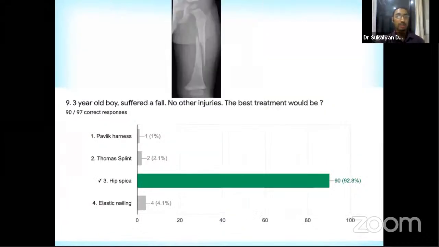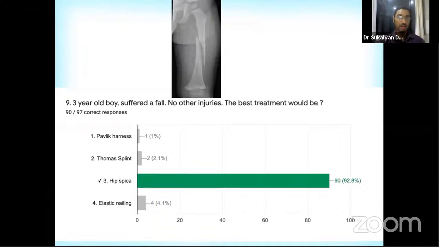Number nine, a 3-year-old boy suffered a fall, and the x-ray is given at the top, with no other injuries. The best treatment would be: number one, pelvic harness; number two, Thomas splint; number three, hip spica; and number four, elastic nailing. 92.8% of the participants are of the opinion that hip spica would be the correct answer, and indeed it is.